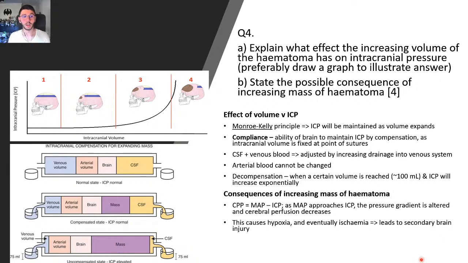So overall, the brain has an ability to compensate for increases in intracranial volume by reducing its contents of venous volume and CSF. This reaches a point roughly around 100 milliliters for the mass, and then the intracranial pressure increases exponentially, and this is where you need immediate intervention to drain the mass. The result is that the pressure gradient is altered, blood is not perfusing the brain, and therefore you get hypoxia and eventually ischemia.